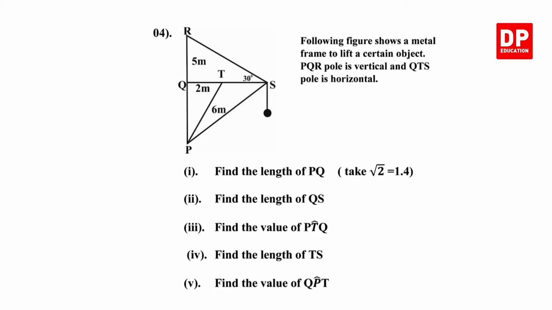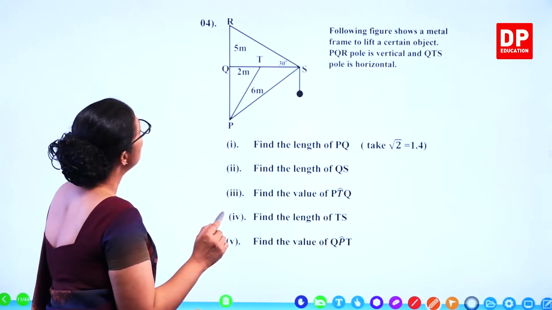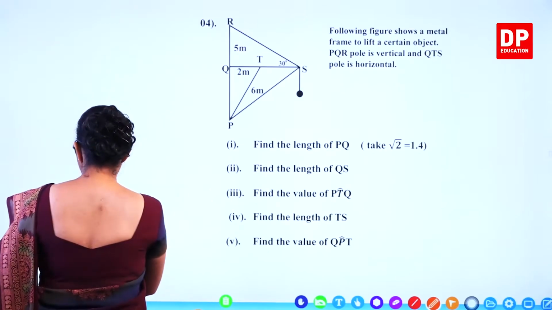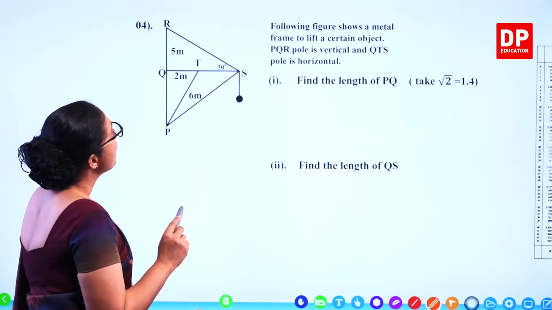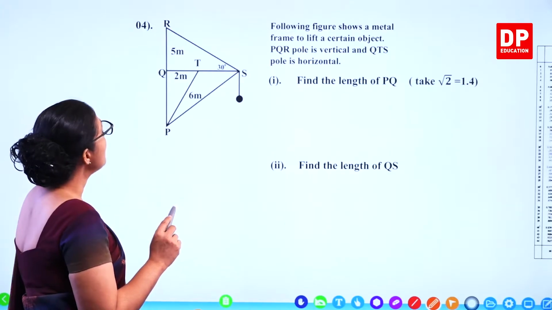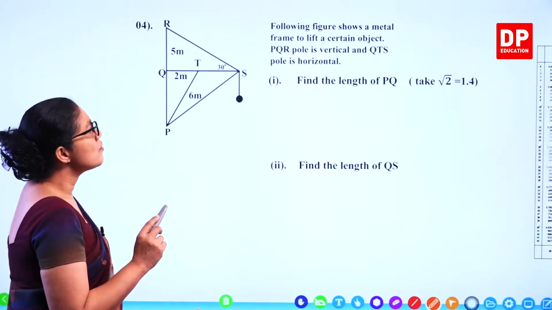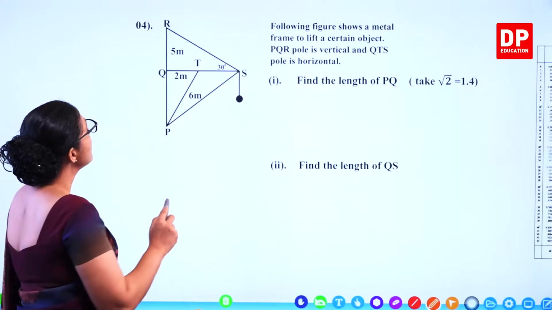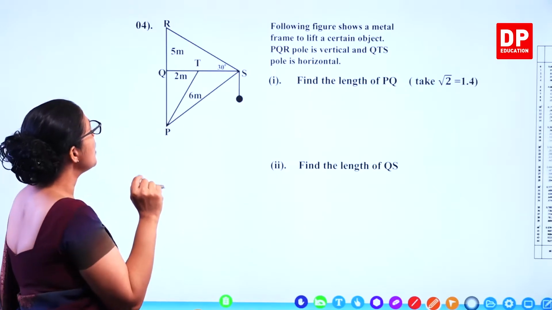Let's take question number 4. Question number 4 is about finding length. Angle is given, so we'll do it separately. There are 5 parts. The following figure shows a metal frame to lift a certain object. PQR pole is vertical and QTS pole is horizontal. Find the length of PQ. So you need to find this length. How can we find the PQ length?